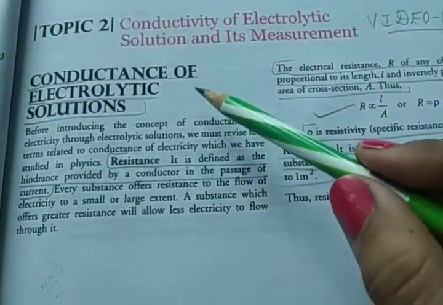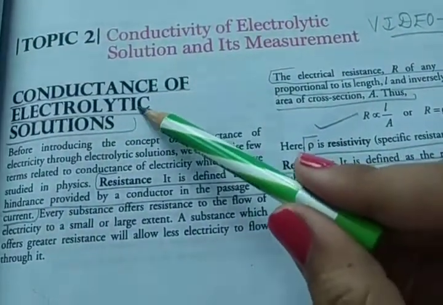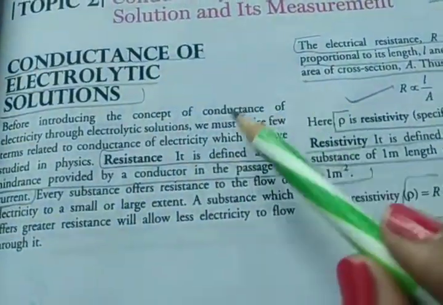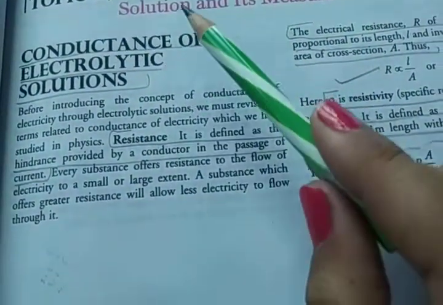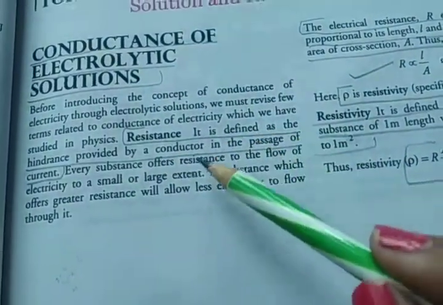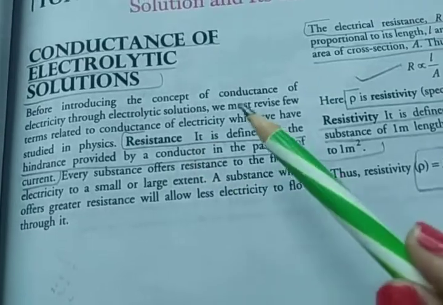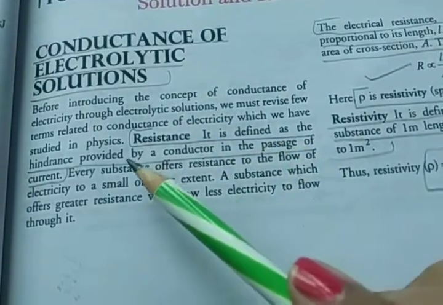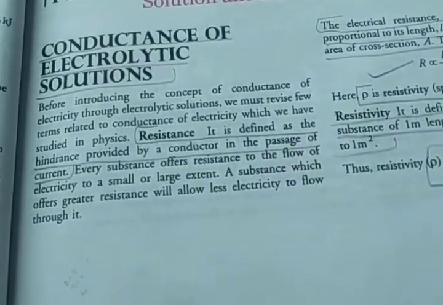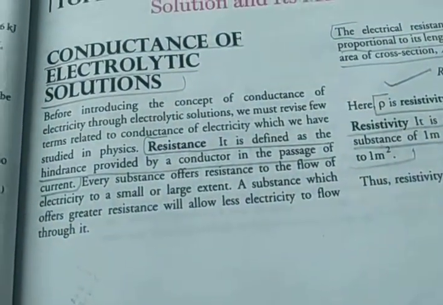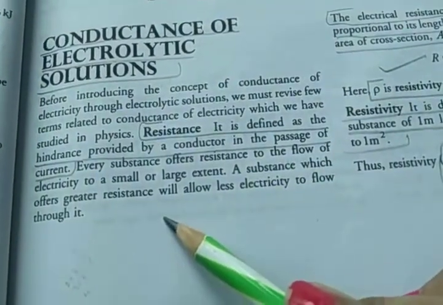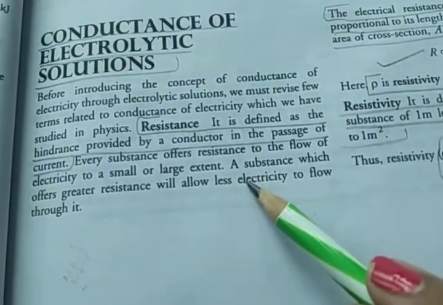In this video, I will explain the topic conductance of electrolytic solution. Before introducing the conductance of electrolytic solution, first we have to discuss resistance. Resistance is defined as the hindrance provided by a conductor in the passage of the current. Every substance offers resistance to the flow of electricity to a small or large extent.